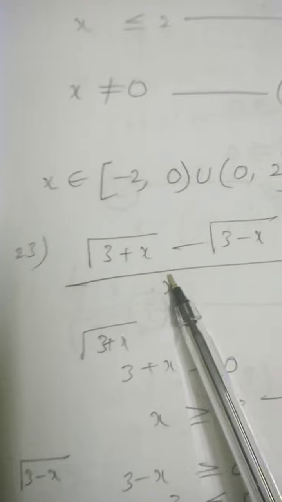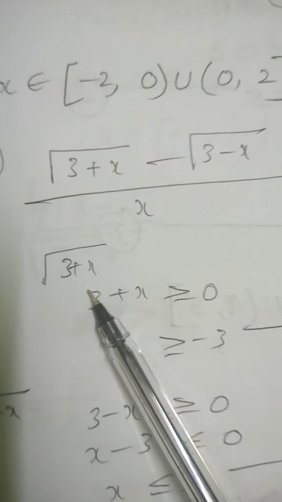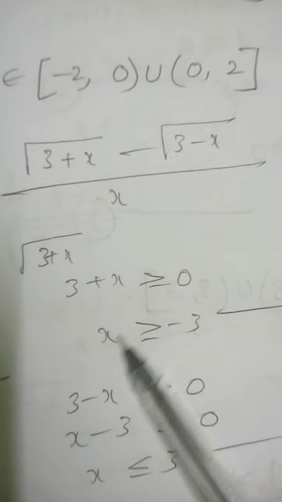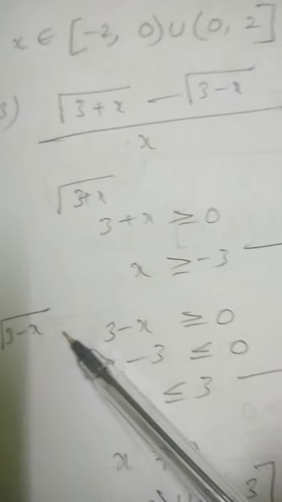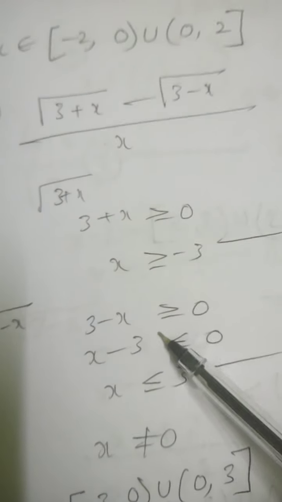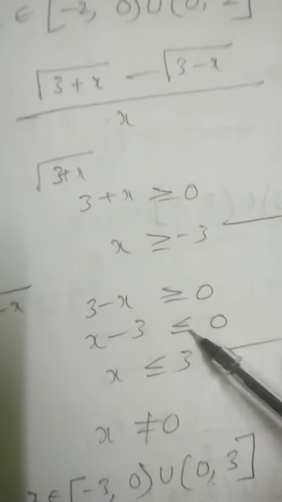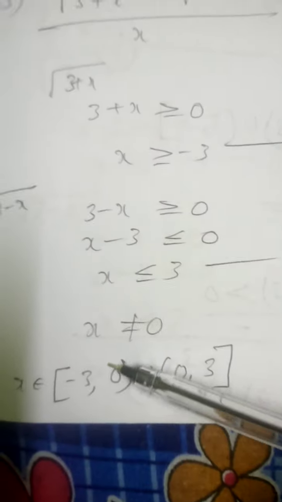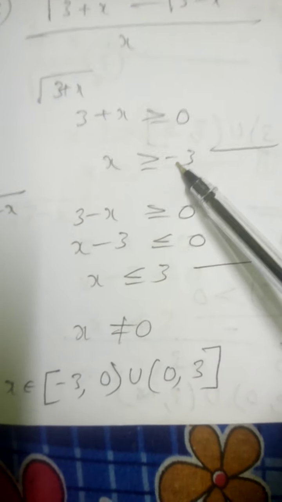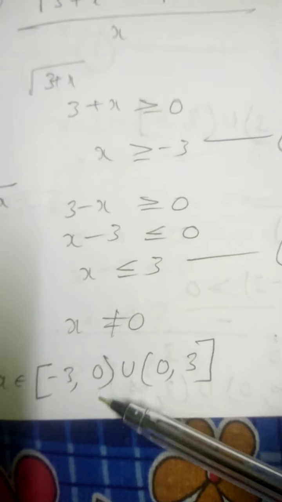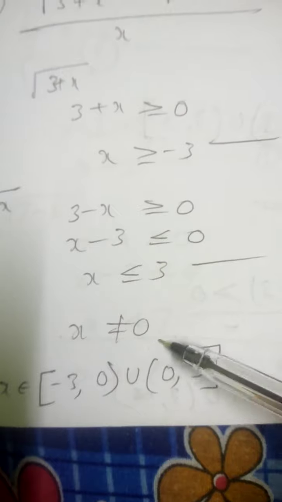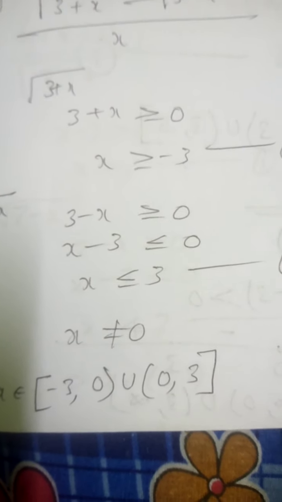Similarly, next question is root 3 plus x minus root 3 minus x by x. So first we will consider root 3 plus x. 3 plus x greater than or equal to 0. x is greater than or equal to minus 3. Equation 1. Next is root 3 minus x. 3 minus x greater than or equal to 0 or x minus 3 less than or equal to 0. Or x is less than or equal to 3. And denominator is x. x is not equal to 0. So it starts from minus 3 to 0. 0 is excluded. Union is 0 to 3.